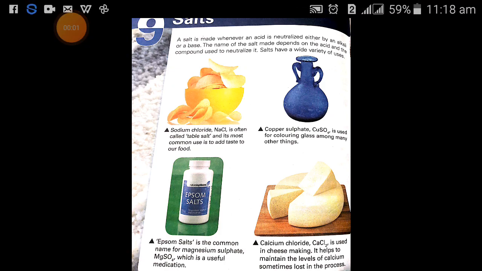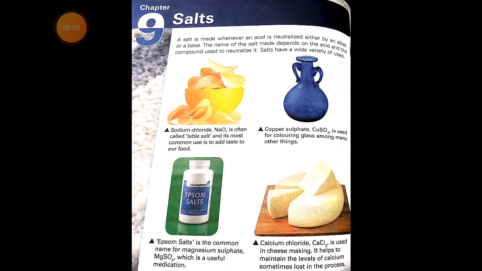Hello students, today we are going to start topic number 2 of unit number 9, salts. As we discussed in the previous lecture, we can make salts by a reaction, and the name of the reaction is neutralization reaction. When an acid and an alkali react with one another, they form salt and water.